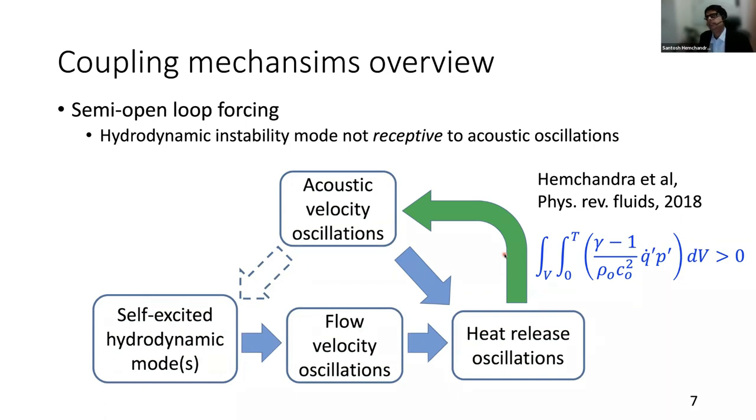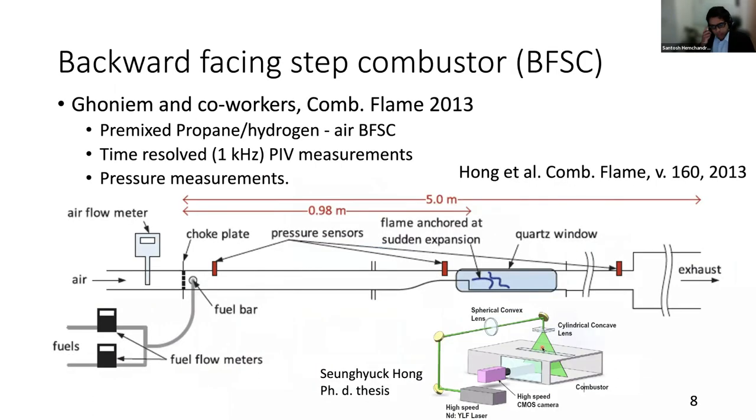And how serious or significant this is depends on how close or far the dominant frequencies of this self-excited hydrodynamic instability are from the combustor acoustic natural frequencies. But the reason I say this is semi-open loop is because you can still have the acoustic velocity oscillation interacting with the flame and giving you heat release oscillations. And so you can have a bit of a feedback loop. But the main event is the self-excited hydrodynamic oscillation, which can drive heat release oscillations in an open loop fashion.